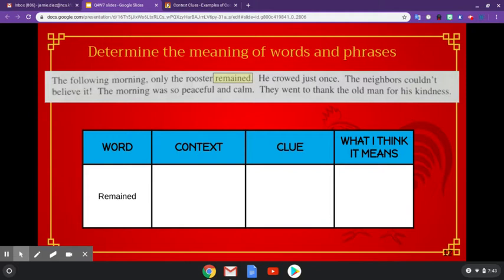And the last word that we have is remained. The word in the context is, the following morning, only the rooster remained. Well, what are my clues here? Only the rooster. Well, what do I think it means? To stay in one place. So the rooster never left.